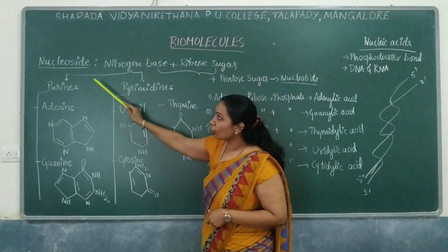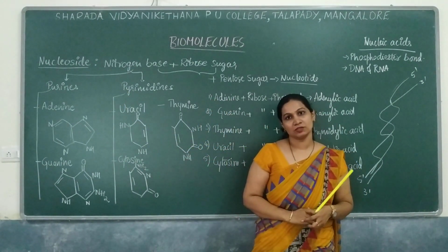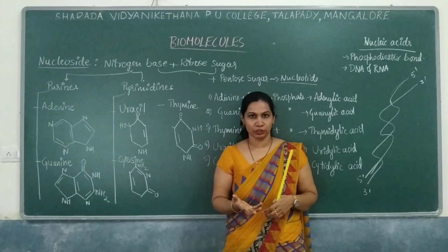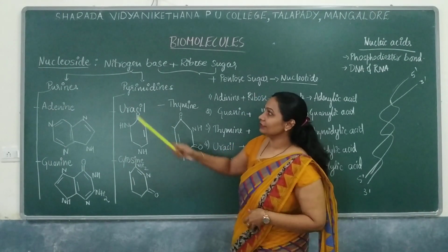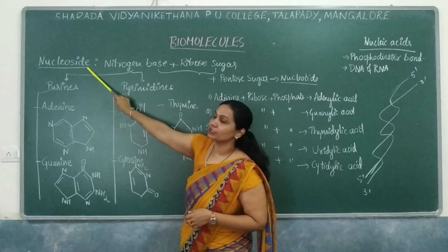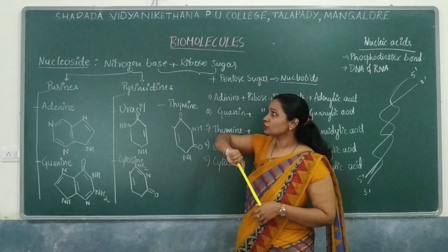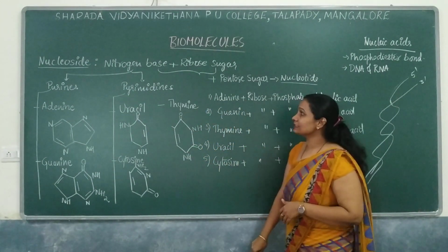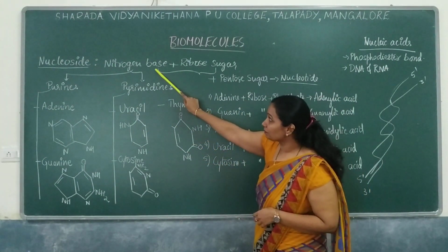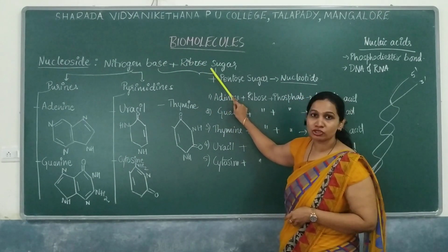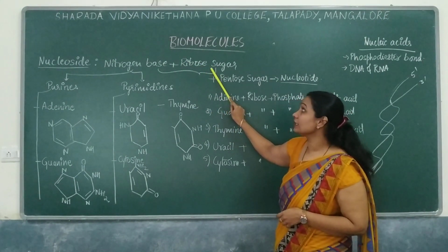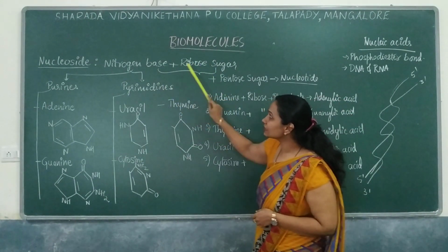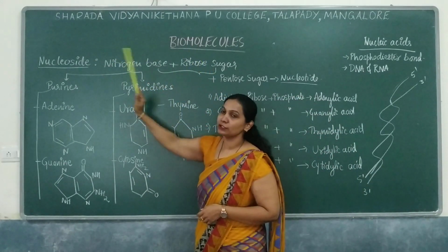So the next topic is nucleoside. In the last part we have discussed a few biomolecules. So today I will start one more biomolecule, that is a nucleoside. So what is a nucleoside? A nucleoside mainly consists of a nitrogen base plus a ribose sugar. Ribose sugar is a pentose sugar. It is a type of monosaccharide. So these two combine and give a nucleoside.